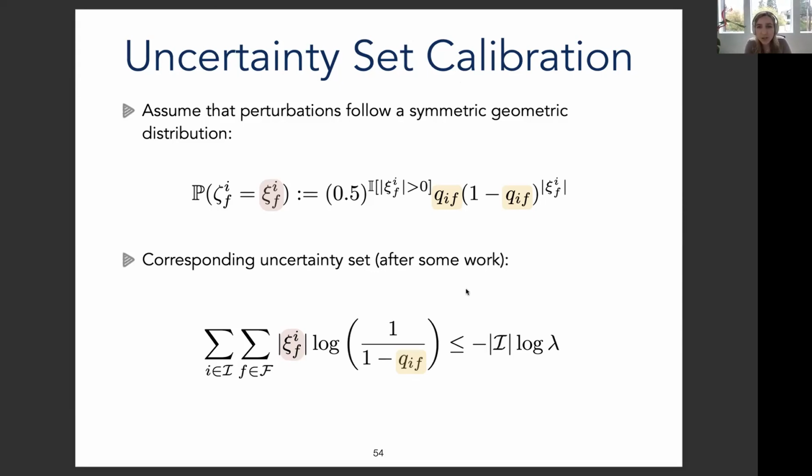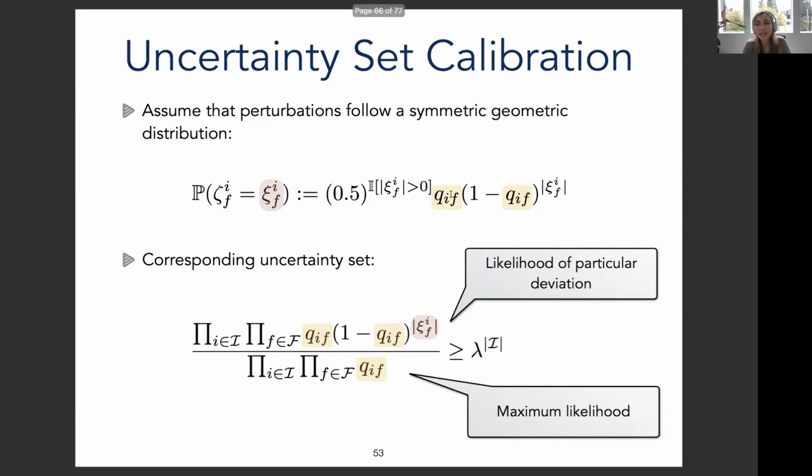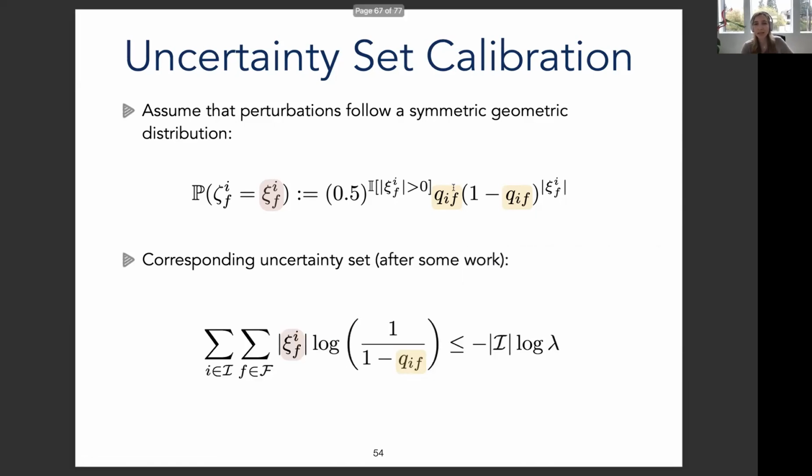And I see there is a question in the chat. Any specific reason for choosing perturbations following a symmetric geometric distribution? Yes, this is a very good question. This is the maximum entropy distribution if the only assumption that I have is that I know the Q_ifs, the probabilities of certainty. So it kind of makes sense. Did I answer your question?